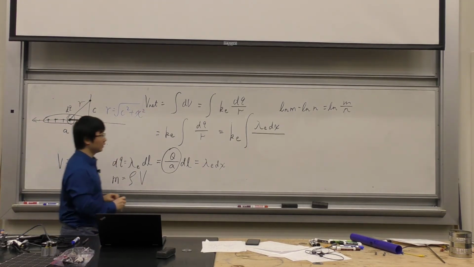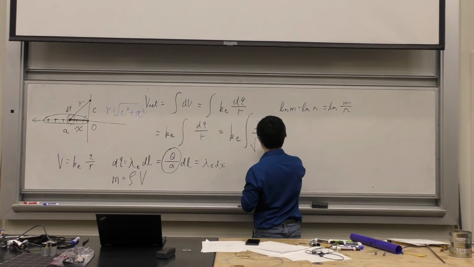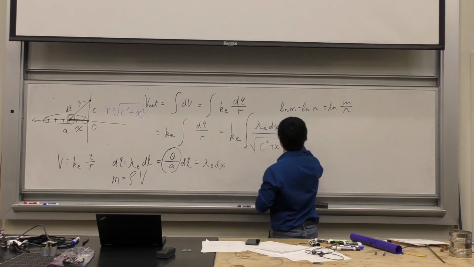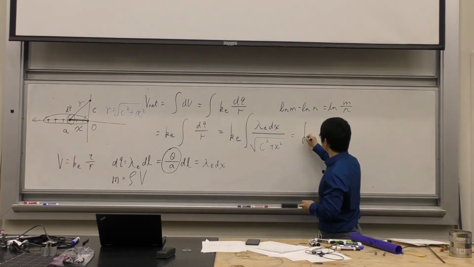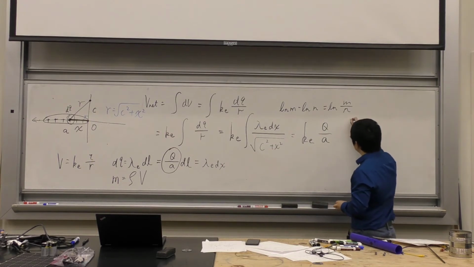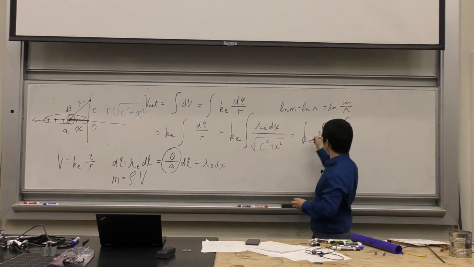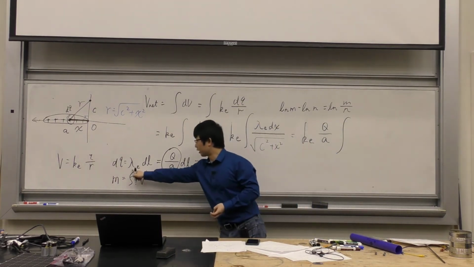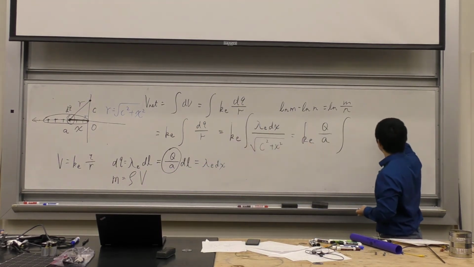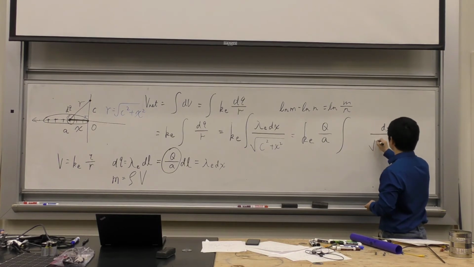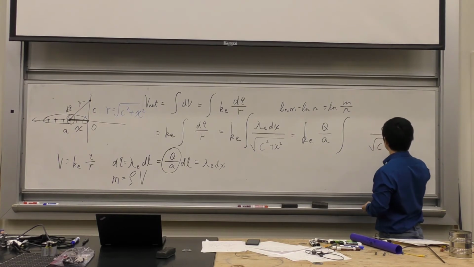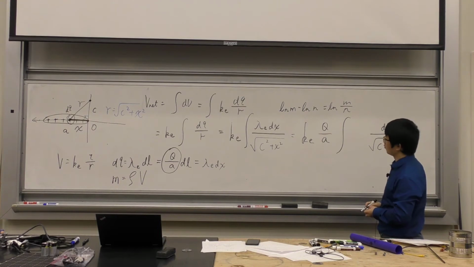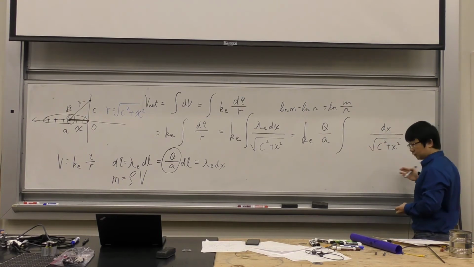Okay, that's what we need, right? Plug it in. C squared plus x squared. Now take out this lambda e. Now if you like, you can replace it with q over a. Now you see that you can carry this q over a if you like. You don't want to carry this lambda e. Now I would have dx over the square root of c squared plus x squared. That's all, right? Now you can look this up in the integral table.